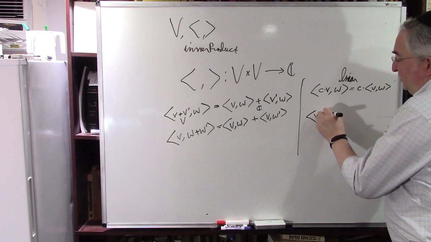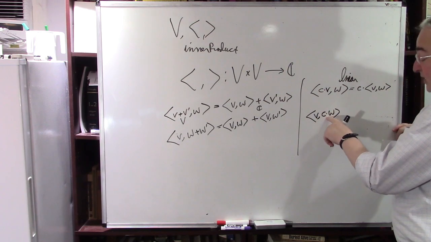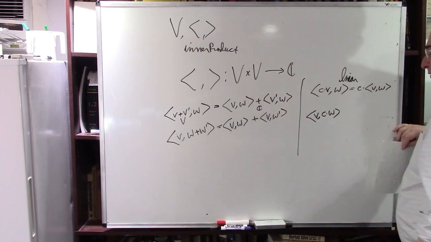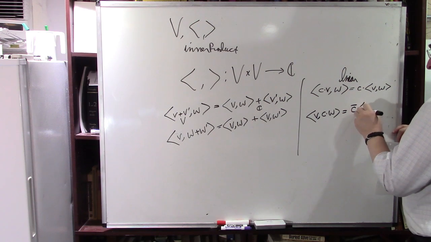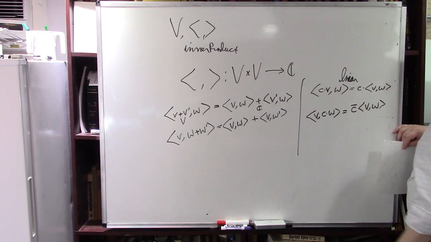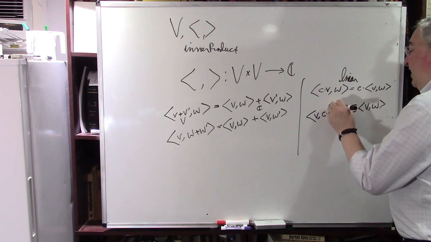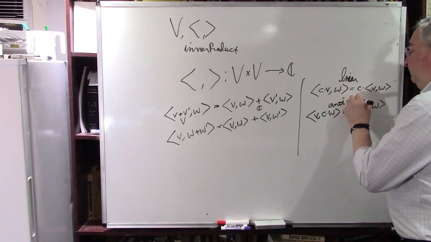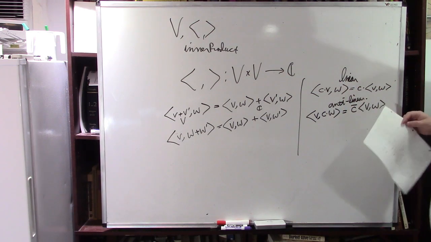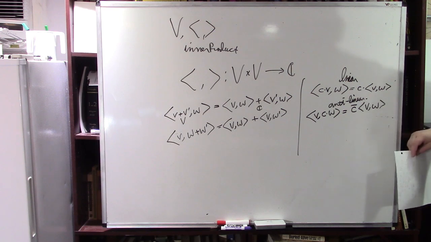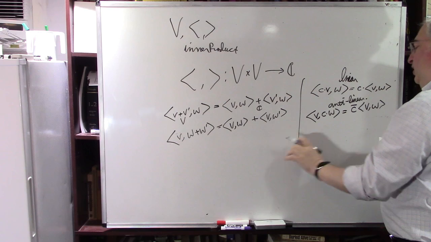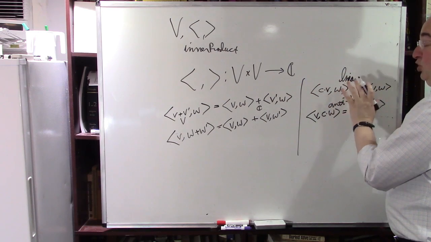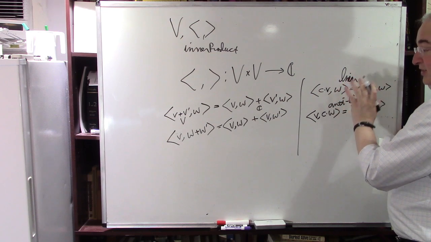How about v, comma, c dot w? Again, that scalar multiplication is in V. It should equal c bar, the complex conjugation of c, times v, comma, w. This is called antilinear. So this is the way the inner product coheres with addition, and this is the way it coheres with scalar multiplication.